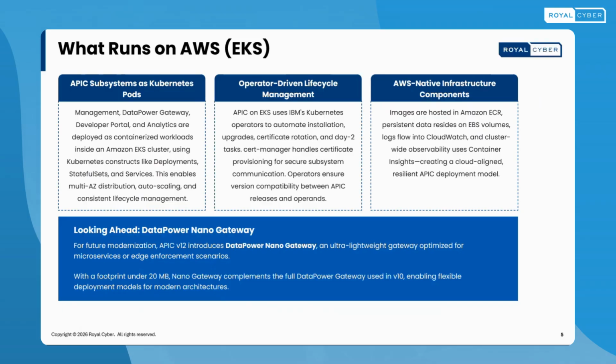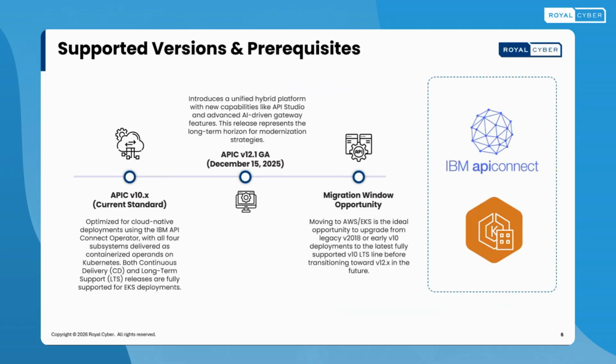So now let's move on to the supported versions and the prerequisites. Basically API Connect v10 and v12 support this integration with AWS. So migration to AWS is an ideal opportunity to upgrade from legacy versions to a fully supported LTS, long-term support release, positioning the platform for future v12 adoption.